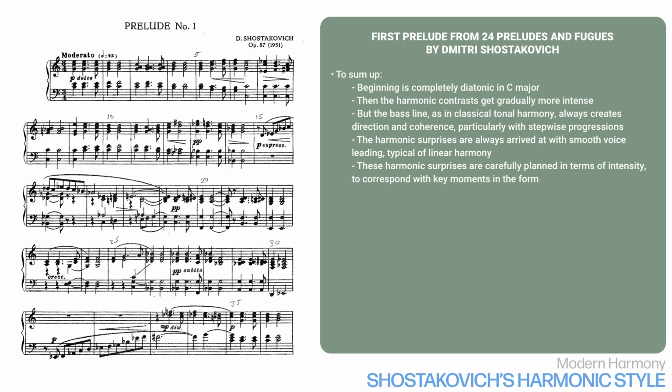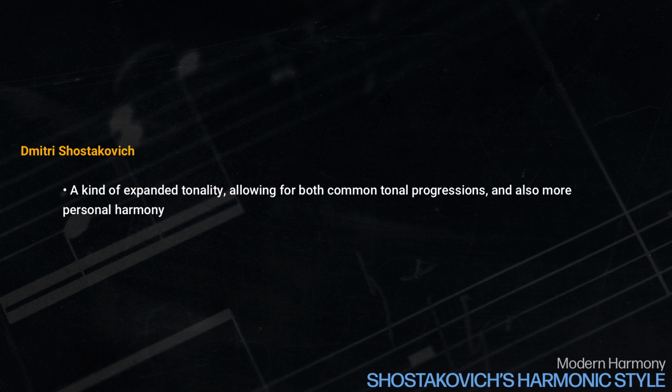Finally, these harmonic surprises are carefully planned in terms of intensity to correspond with key moments of the form. In other words, the form breathes. As with 4A, this can be a kind of expanded tonality, allowing for both common tonal progressions and also more personal harmony. In Shostakovich's larger works, like his symphonies, this helps him to achieve a very large emotional range, which is one of the most compelling aspects of his music.